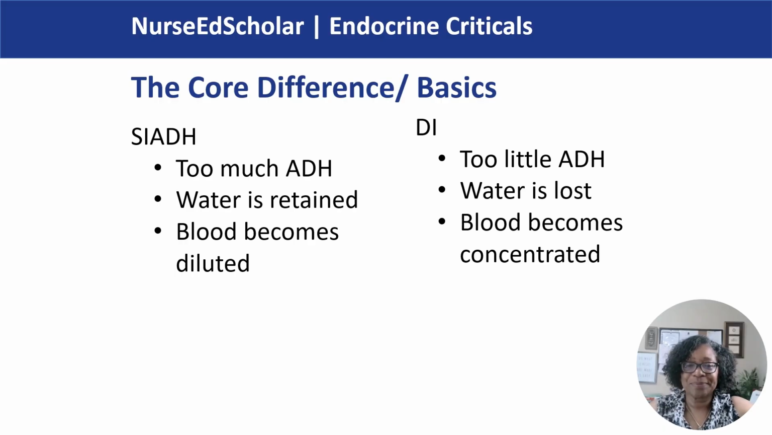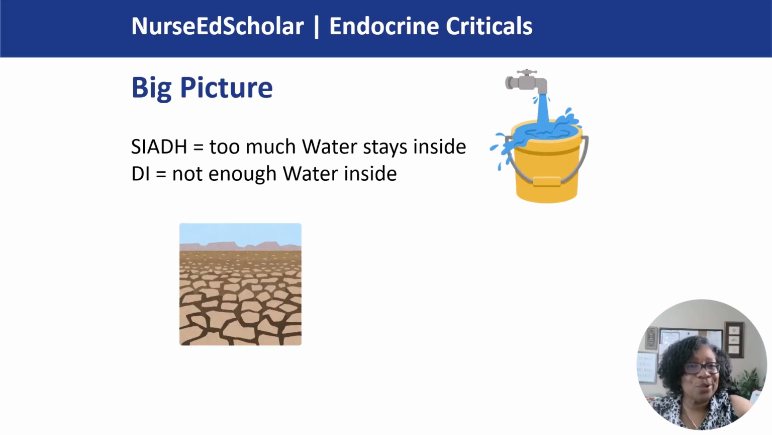Okay, let's look at it one more time. SIADH, too much water inside. Diabetes insipidus, not enough water inside. And this is why one causes swelling of the brain. If you have too much water inside, it's going to dilute your sodium. You're going to have hyponatremia, which causes brain swelling. And the other causes dehydration, which leads to hypovolemic shock.